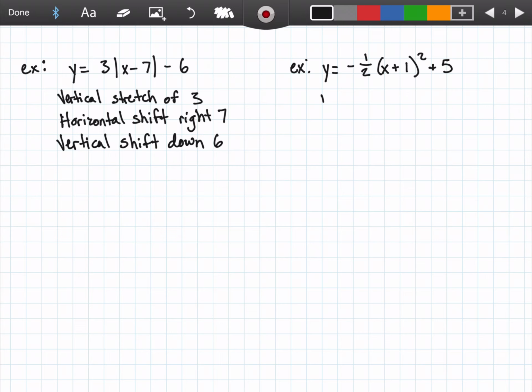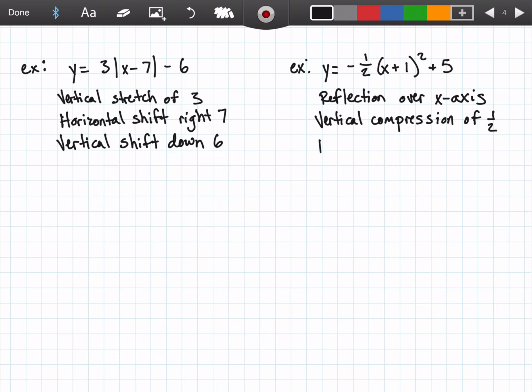My next example, the first thing I see is a negative. So I've got a reflection over the x-axis. I have a vertical compression of 1/2. And then I can see there's a horizontal shift. This time it's to the left because we're going opposite. So it's to the left 1, and then I have a vertical shift up 5.